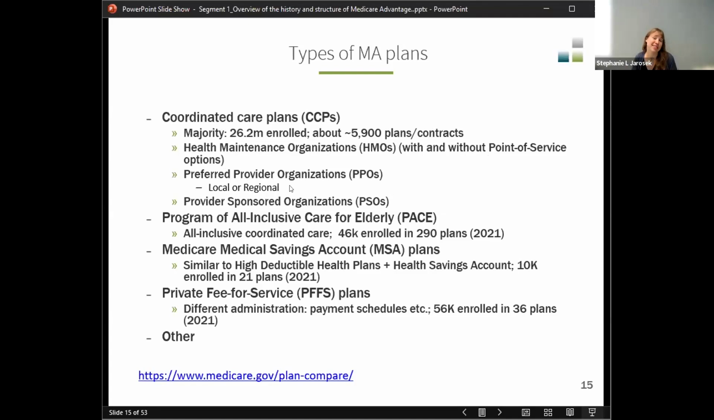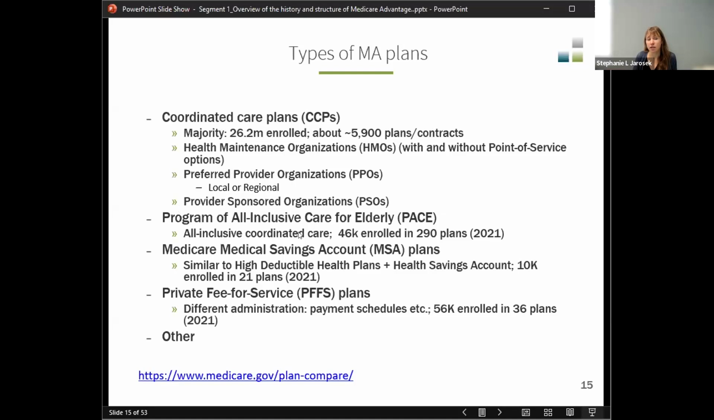And that means that a plan could not just contract with small providers, but it was really a way to get more rural beneficiaries the option of enrolling in Part C. So the regional plans are very common now. There are provider-sponsored organizations as well. And then there are other types of plans, like the Program of All-Inclusive Care for the Elderly.